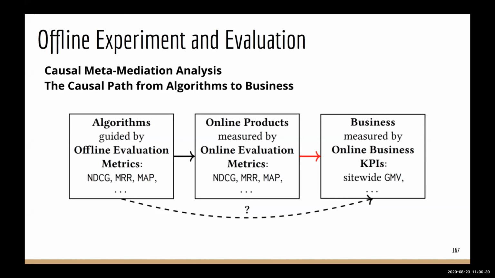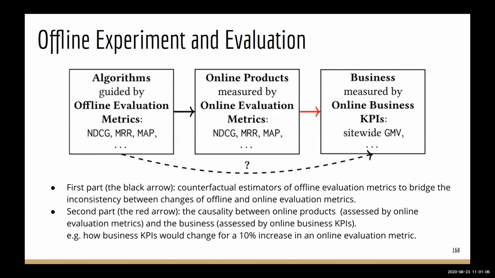What you really care about, in some cases, is your site-wide GMV, your site-wide revenue. Now we want to build a link between our machine learning metrics, NDCG, MRR, MAP, and so on, with respect to our business KPIs, so GMV and so forth. So this work is really this red arrow, where we want to establish some causal relationship.